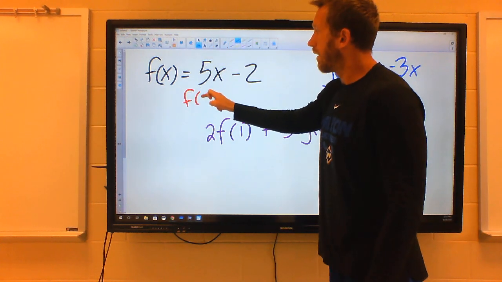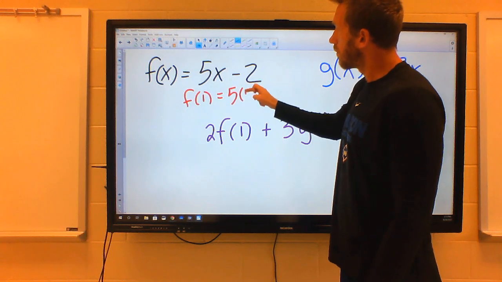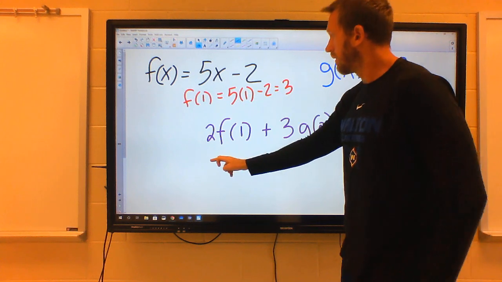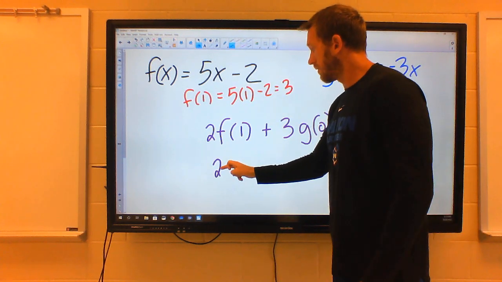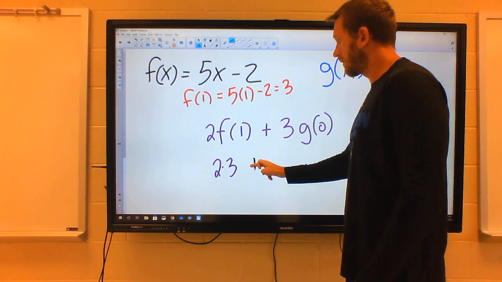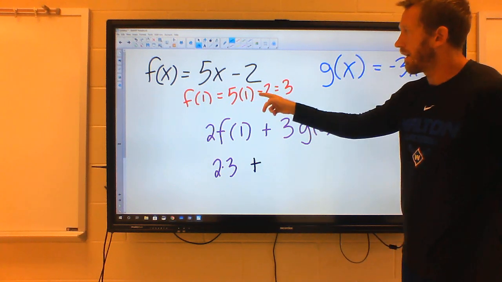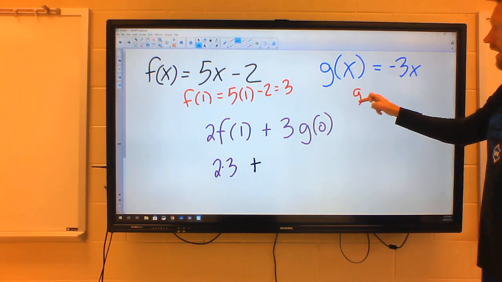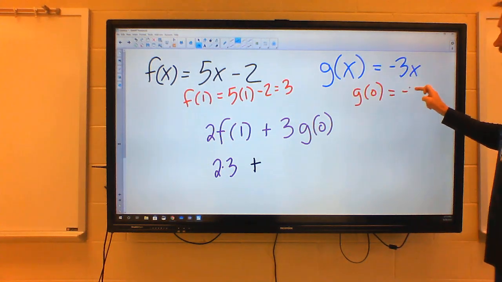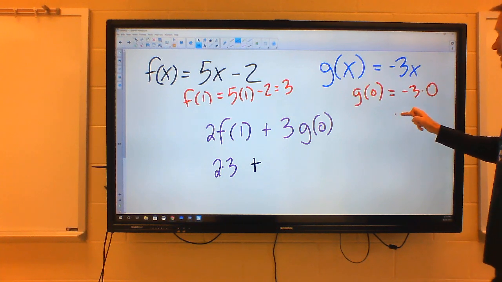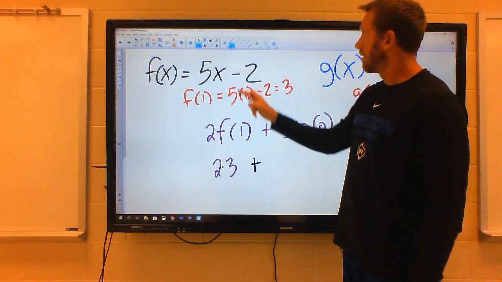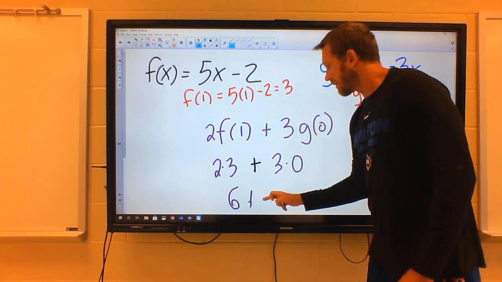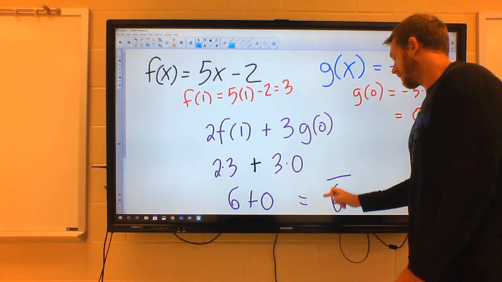I want to find f of 1. 5 times 1 minus 2 is going to be 3. Okay? So here I've got 2 times 3, summing up with whatever that is. Because 5 minus 2 is 3. Boom. So here I've got g of 0 is negative 3 times 0, which is just 0. So this becomes 3 times 0. 6 plus 0 is 6.